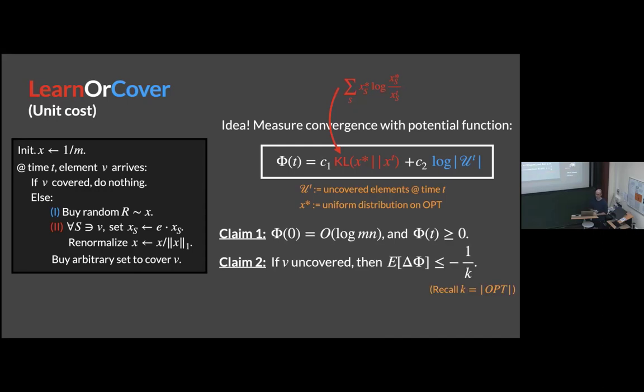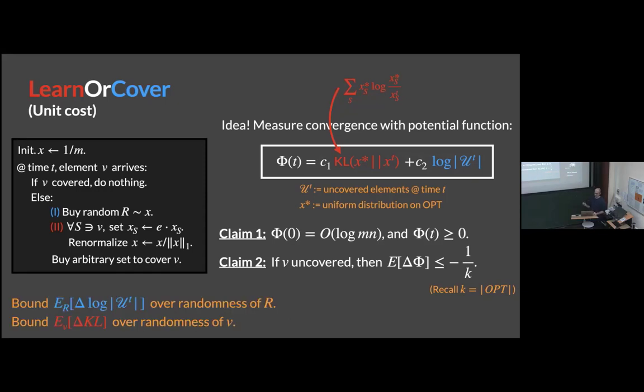We'll skip this. And then the second thing that you need to show, and this is the interesting part, is that when V is uncovered on arrival, meaning that you'll have to pay something like 2 to cover it, then the potential will decrease by a sufficient amount. K was our guess for opt, basically. If you can show that it decreases by something like 1 over K, then it starts at log mn, which means after K log mn rounds of paying 2, you'll be done. And so your cost will be opt times log mn.